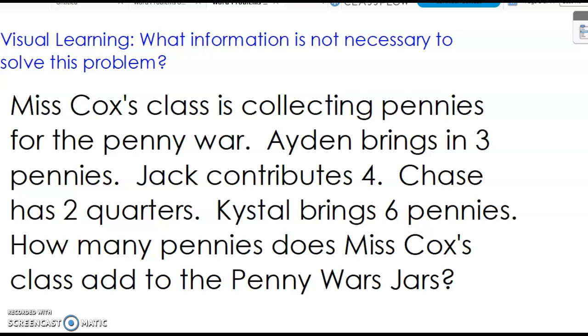Miss Cox's class is collecting pennies for the penny war. Aiden brings in 3 pennies. Jack contributes 4. Chase has 2 quarters. Crystal brings 6 pennies. How many pennies does Miss Cox's class add to the penny war's jars?